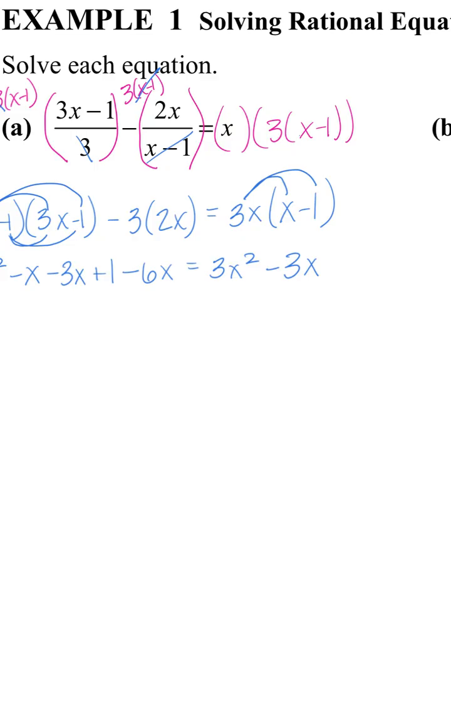Now I can add all of these x's together because they're all on the left-hand side. So I have 3x squared. Negative 1 minus 3 is negative 4. Negative 4 minus 6 is negative 10x. Plus 1, because there are no more terms there, equals 3x squared minus 3x.